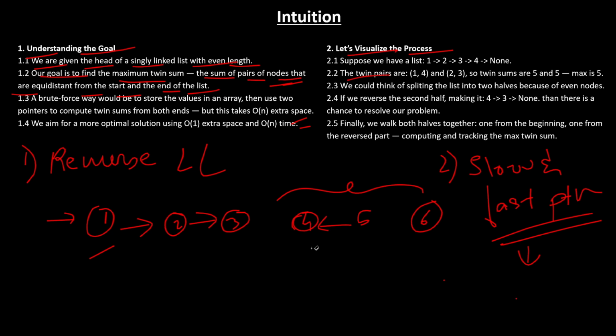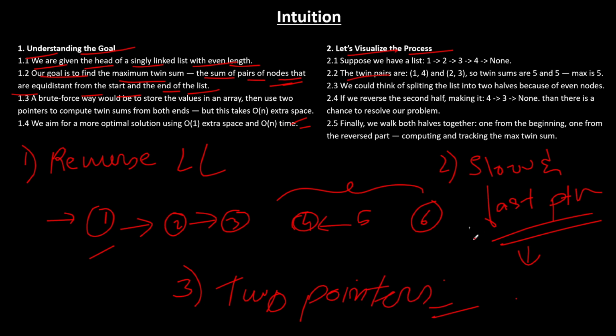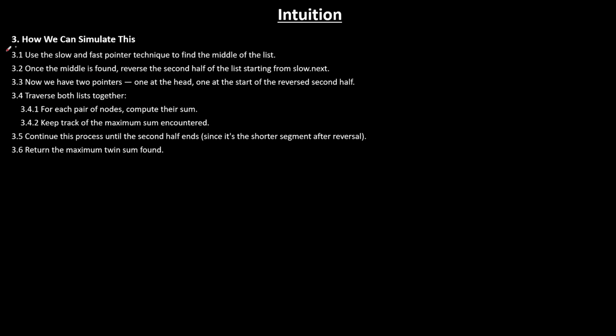Let me write it down. So the third point will be using the concept of two pointers. Fine. So first is reverse the linked list, second is slow fast pointer to find the mid, and third is two pointers. Okay. So we know we have to do this. How can we simulate this now, right?